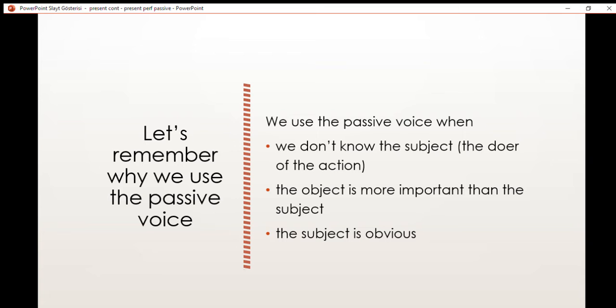We use a passive voice when we don't know the subject, the doer of the action, or the object, the thing or the person affected by the action is more important than the subject, or we use the passive voice when the subject is so obvious that we don't need to put it in the sentence.